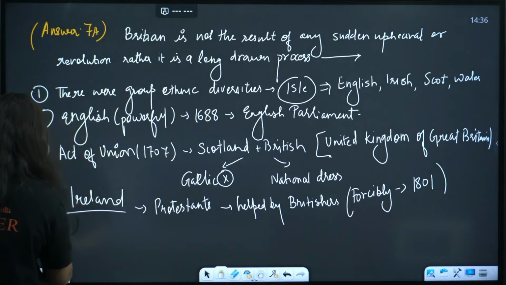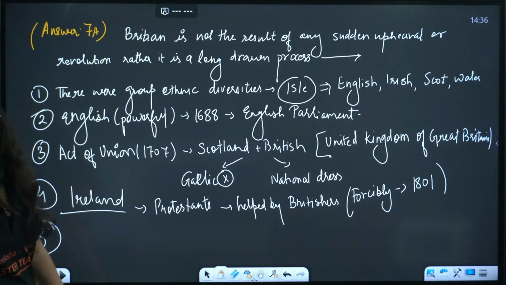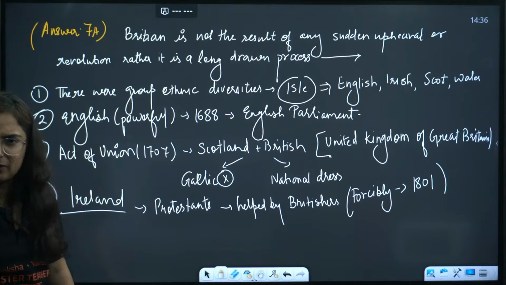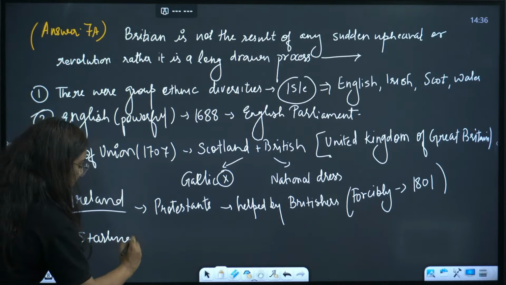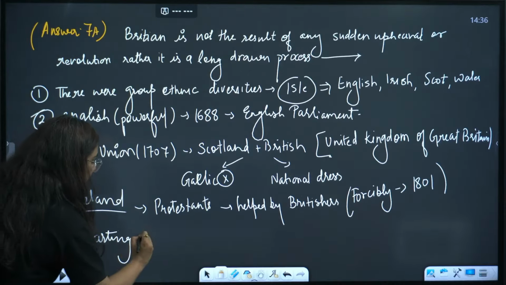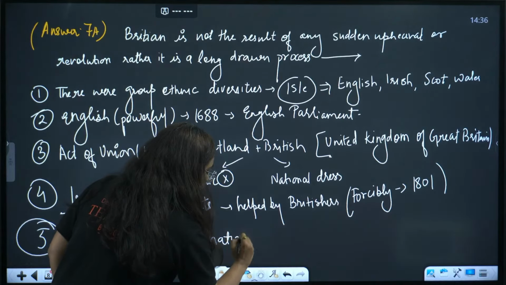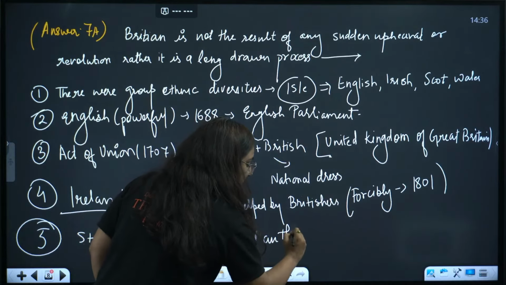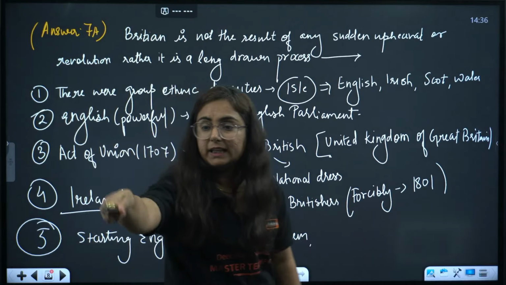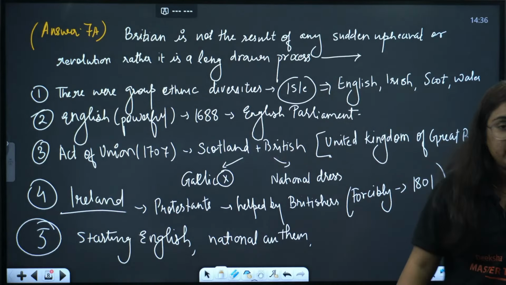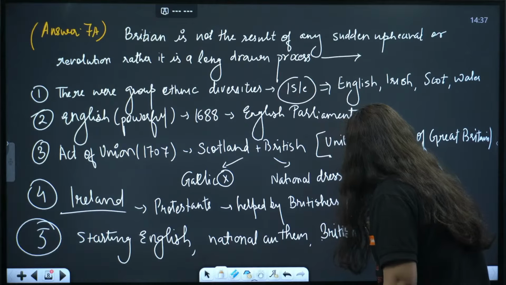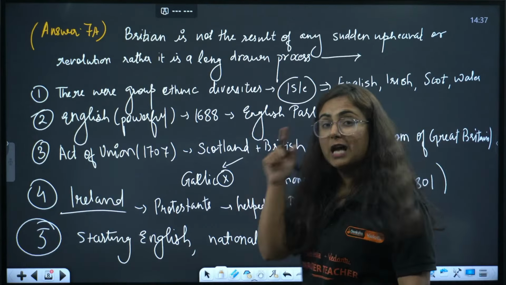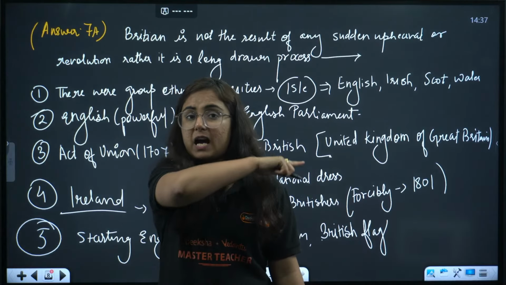At last, what we will write, right? To impose their influence, to make them so powerful, what did they do? They started making people use the English language. Okay, they made their national anthem. What was their national anthem? Everyone, comment right now. What was the national anthem of Britain? As well as they made a British flag that is to be followed everywhere. I want the name of the national anthem and British flag from all the students.